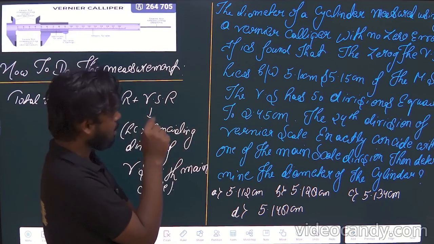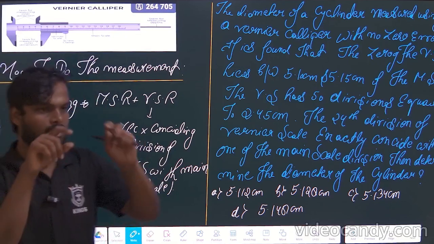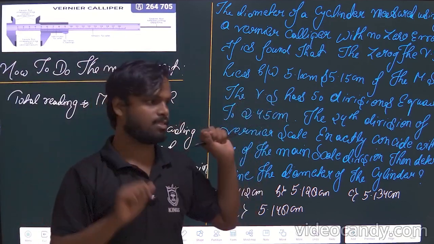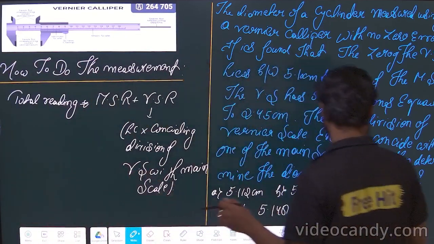From this line, what do you understand? See, this is my main scale and this is my vernier scale. Okay, let's go to the next page.